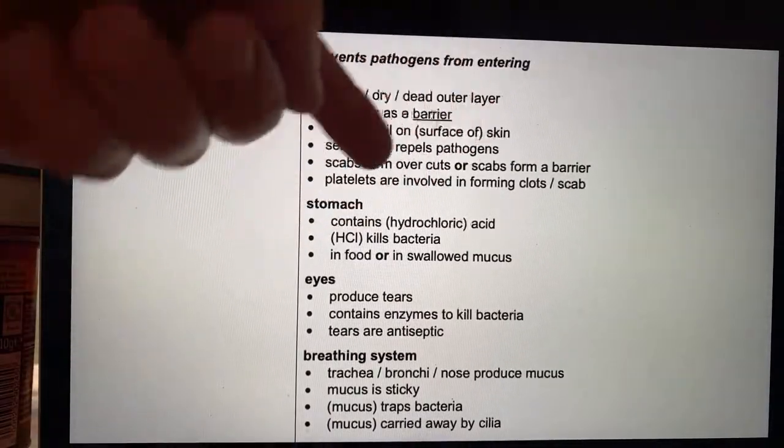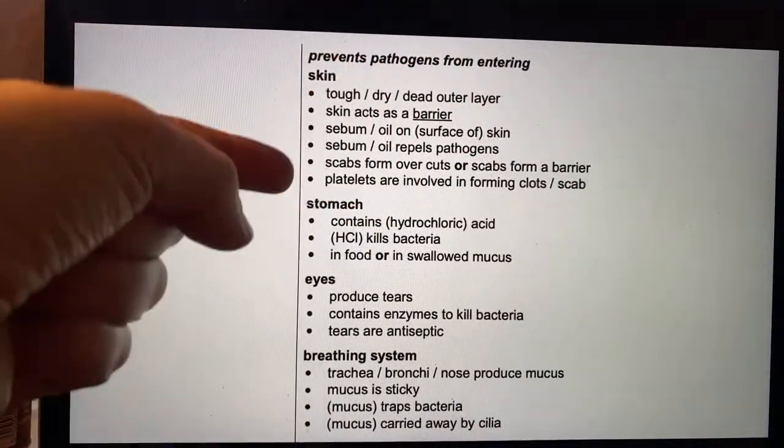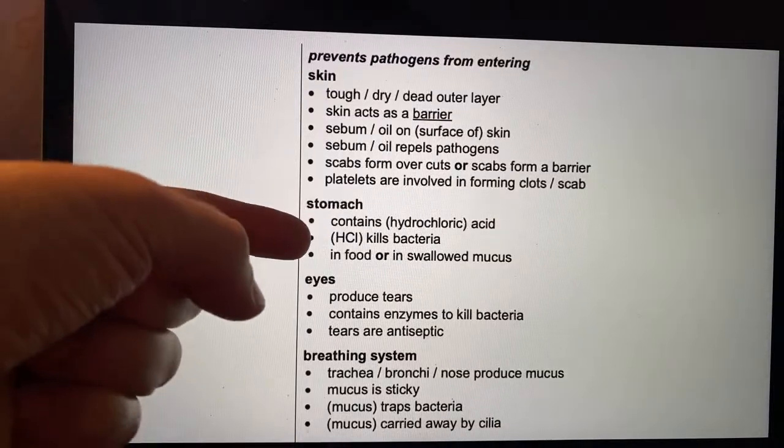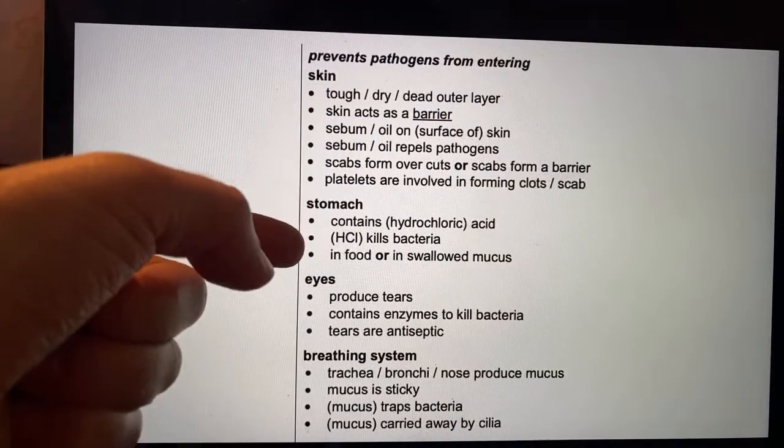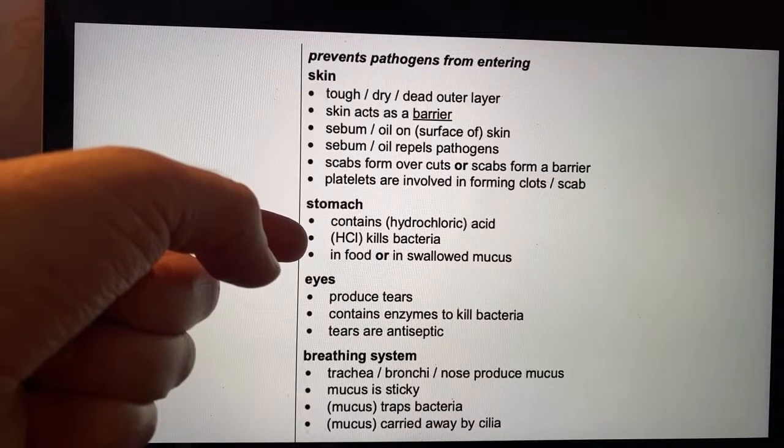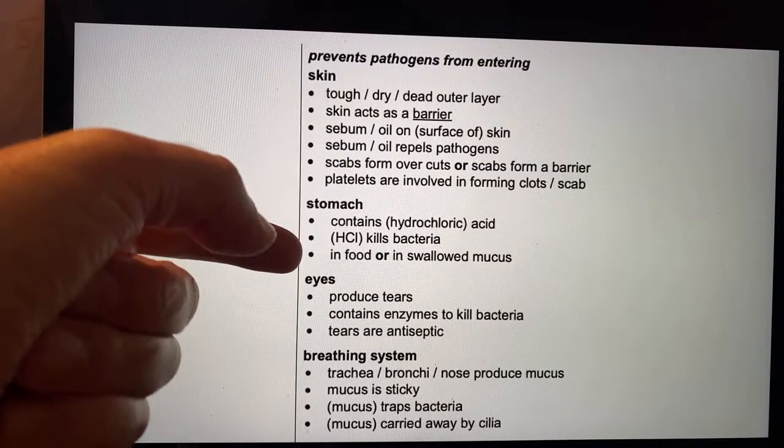Stomach contains acid. If it's in brackets, it means you don't have to have said it. So that's quite good, isn't it? If you just said stomach acid, you get a mark. Look, you get another mark for saying that the stomach acid kills bacteria. So that's quite obvious, isn't it? But you have to have said it.